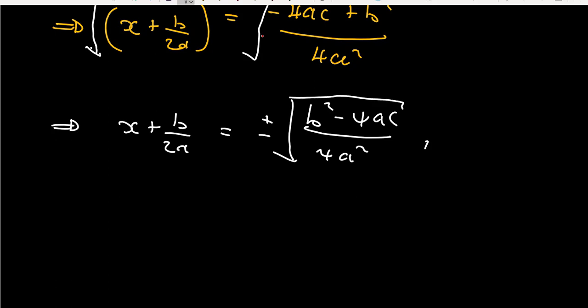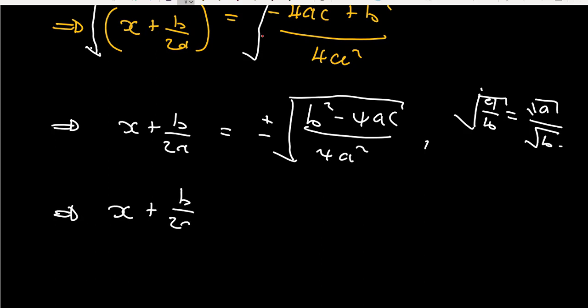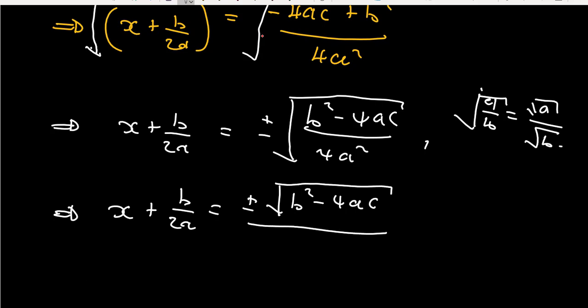Now we also have to know that the square root of a divided by b is equal to the square root of a divided by the square root of b, and so this gives x plus b on 2a will be equal to plus or minus the square root of b squared minus 4ac, all of this on 2a, since the square root of 4 is 2 and the square root of a squared is a.